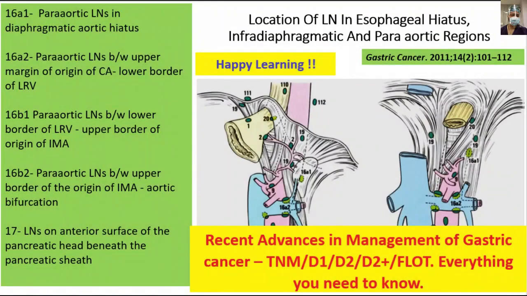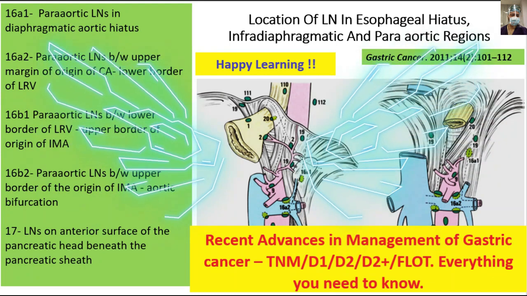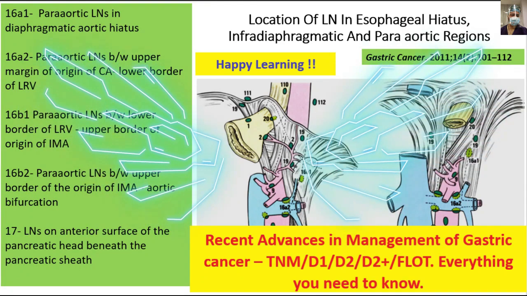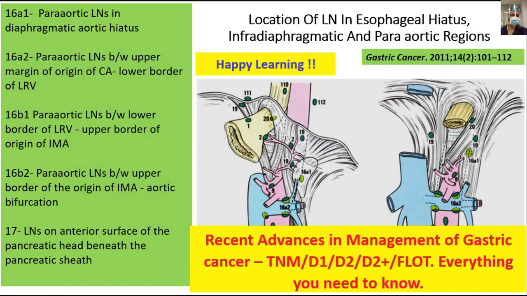So station 16, these are the para-aortic lymph nodes, and 16A1 is the para-aortic lymph nodes in the diaphragmatic aortic hiatus. 16A2 is the para-aortic lymph nodes between the upper margin of the origin of the celiac axis and the lower border of the left renal vein. 16B1 and B2, these are para-aortic lymph nodes: 16B1 is between the lower border of the left renal vein and the upper border of the origin of the inferior mesenteric artery. And 16B2 is the para-aortic lymph nodes between the upper border of the origin of the IMA and the aortic bifurcation. 17 is the lymph node on the anterior surface of the pancreatic head beneath the pancreatic sheath.